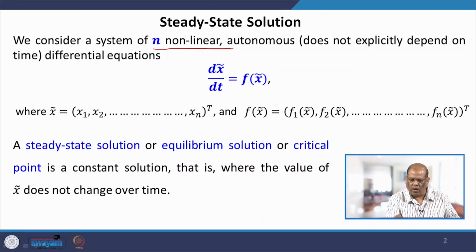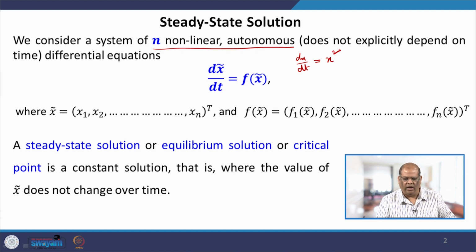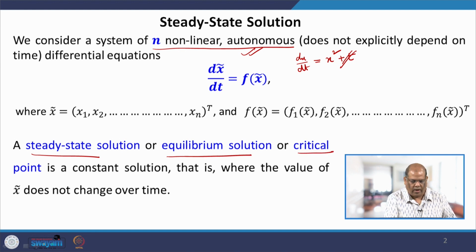So, if we consider a system of n nonlinear autonomous differential equations, by autonomous, we mean that your differential equation dx/dt, this side will not contain explicitly a function of time. That means it will be dx/dt equal to some function of x, but I cannot put any function of time here. So, it is an autonomous system.